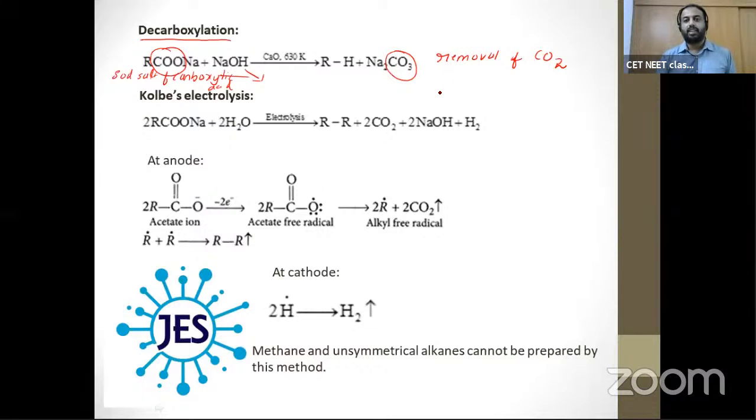Carbon dioxide, being acidic, reacts with sodium hydroxide, a base, to form sodium carbonate salt. Simple. And in the meantime, R gets attached to H. You get RH. Here again, you are converting carboxylate into alkane. Simple method. This is called soda lime decarboxylation.